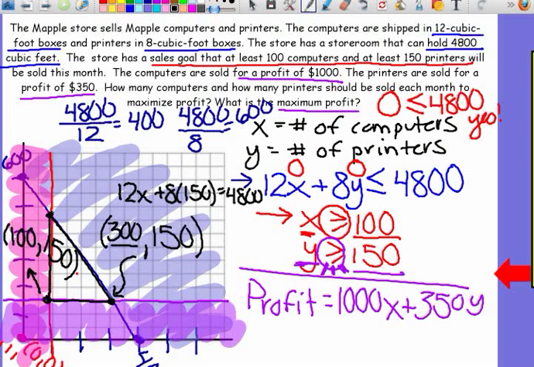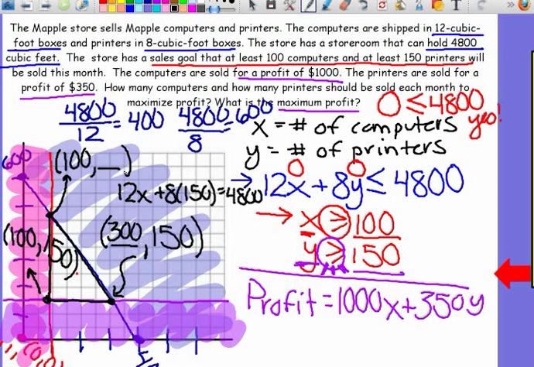We're going to do the same thing for this one. This one is on the vertical line going through 100, so that means that must be the x-coordinate. We don't know the other one.